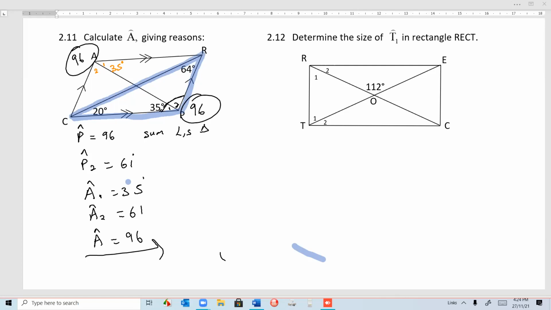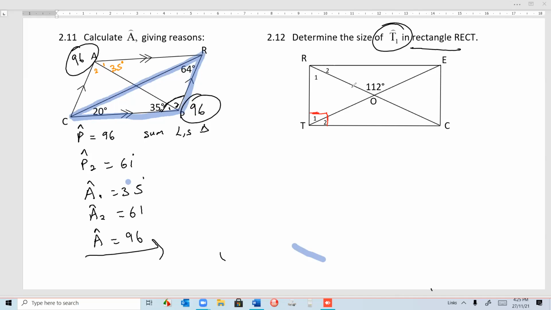So let's go to 2.12. In 2.12, we want to find T1. Now they tell us it's a rectangle. What do we know about a rectangle? Interior angles equal 90. Somebody said interior angles equal 90, so immediately I'm going to put there 90. All angles are 90. What else do we know about a rectangle that's going to help us to solve this problem? Diagonals bisect. Okay, the diagonals bisect each other, but the diagonals are also equal.